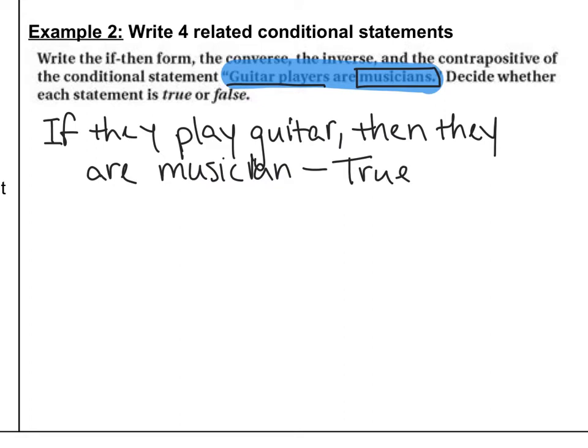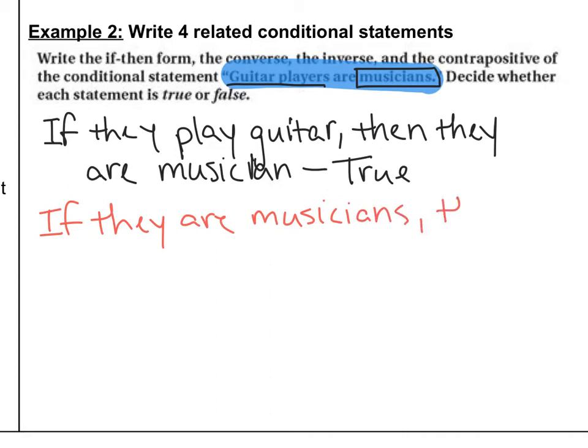Okay? And then let's write the inverse of that. And remember what we said that the inverse was. The inverse, we just flip-flop the hypothesis and the conclusion. So if they are musicians, then they are guitar players. If they are musicians, then they are guitar players.